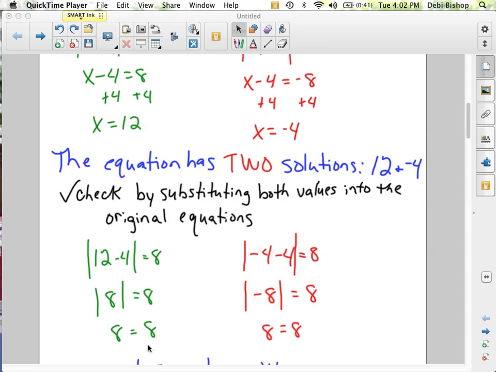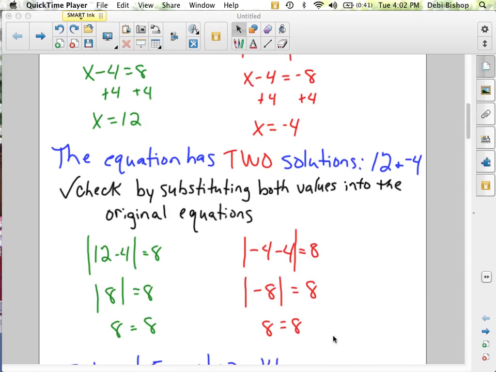Then we plug in negative 4. The absolute value of negative 4 minus 4 equals 8. Negative 4 plus a negative 4 is a negative 8. So the absolute value of negative 8 equals 8, which also is true because absolute value is the distance from 0. That's 8 units from 0. So 8 equals 8.